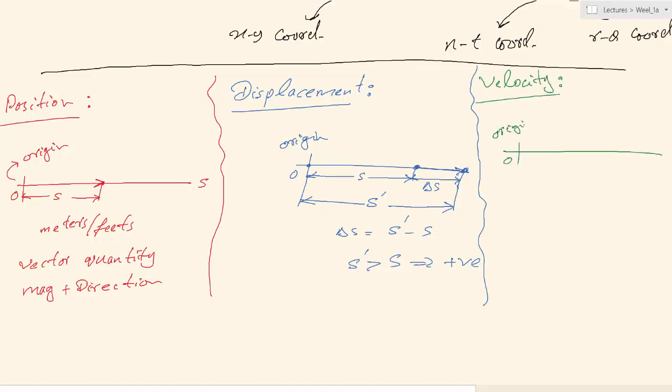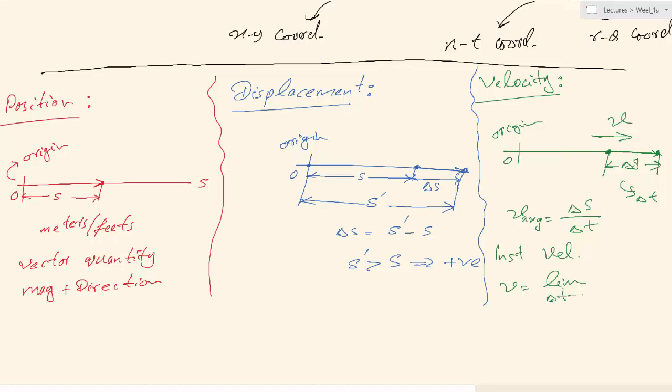The velocity of a particle is the rate of change in displacement. If a particle moves through a displacement during the time interval delta T, the average velocity of the particle during this time interval between the initial and final position is V average equal to delta S by delta T. The instantaneous velocity is defined as V equal to limit of delta T approaching 0 of delta S by delta T, or V equal to ds by dt. Since delta T is always positive, the sign used to define the sense of velocity is the same as that of displacement.